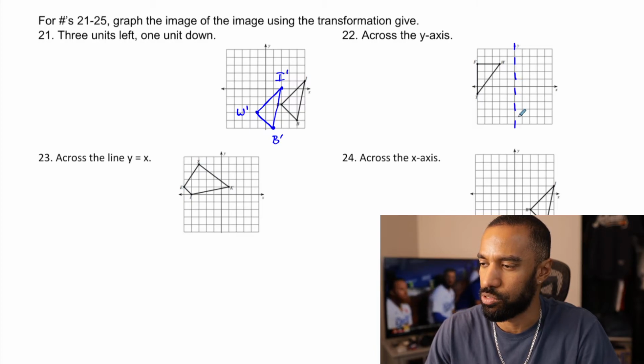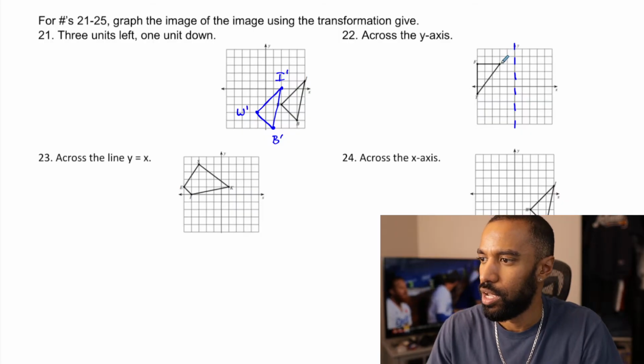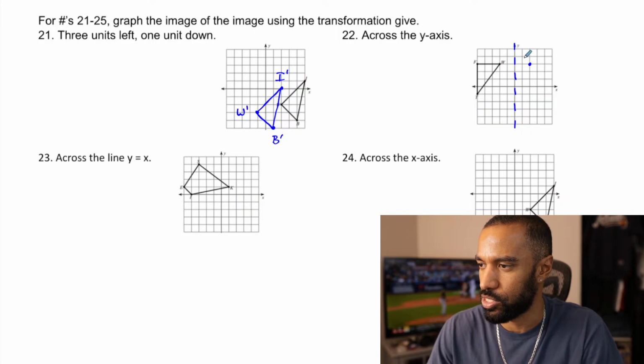And this time I get to do a counting version of a reflection right here. W prime will be 1, 2 away from the axis of symmetry on this side like this. F prime will be 1, 2, 3, 4, 5 away. 1, 2, 3, 4, 5 over here. And maybe you just see how things correspond.